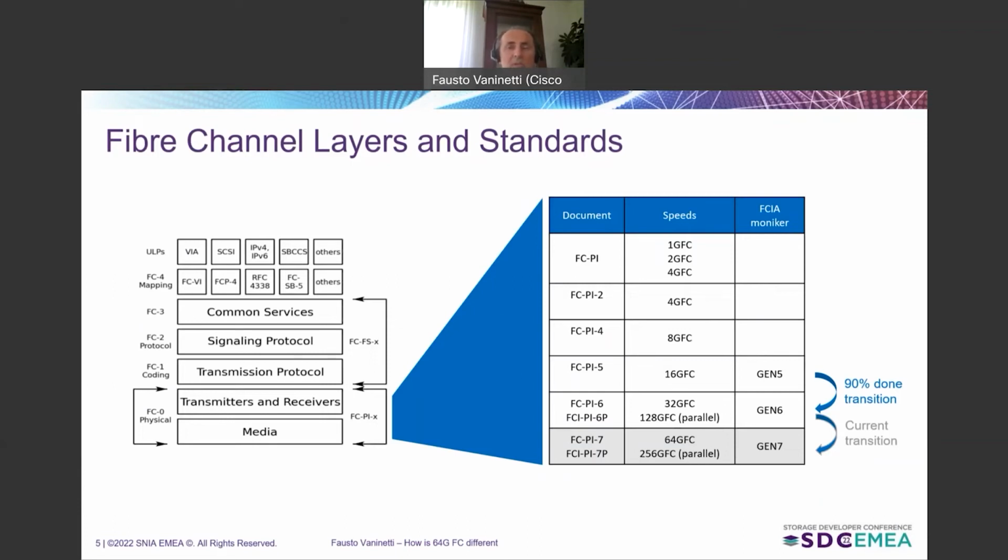Of course, there is also a parallel implementation, 4 times 64 gig, and that comes with a separate standard with a final P. This is also known as Gen 7. So 64 gig Fibre Channel is often referred to as Gen 7.